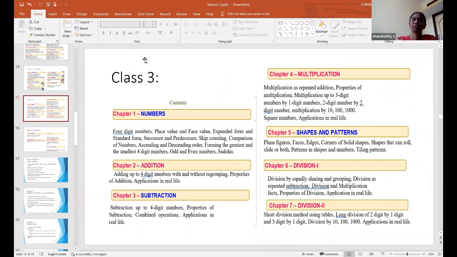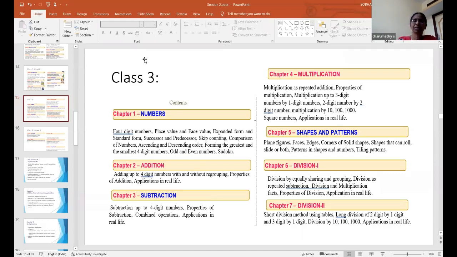Then coming up to the 5th chapter, which is the geometry part in all the classes. The 5th chapter is shapes and patterns. Earlier we did plane shapes and solid shapes in class 2. Here we are again doing solid shapes with their faces, number of faces, number of edges, corners or vertices, and of course examples of all these solid shapes and shapes that can roll, slide or both. And here we come to patterns in shapes and numbers and tiling patterns. A few tiling patterns are also introduced in class 3.